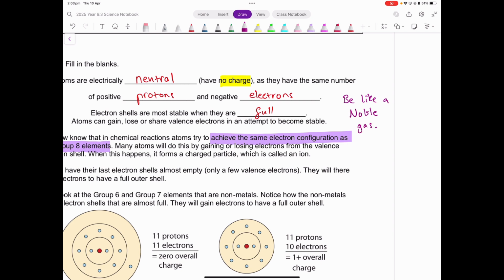What if they win the lottery? Then can they be a noble gas? Sure. So everyone wants to be like a noble gas, all right?